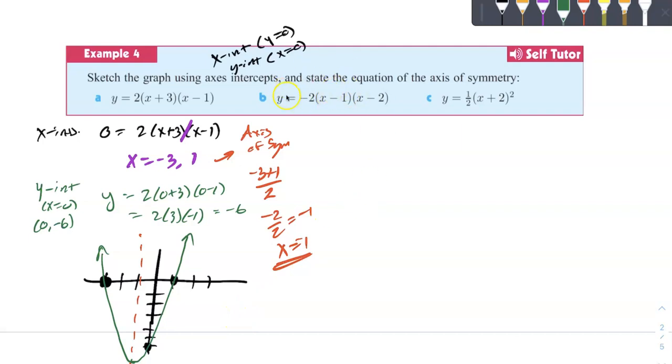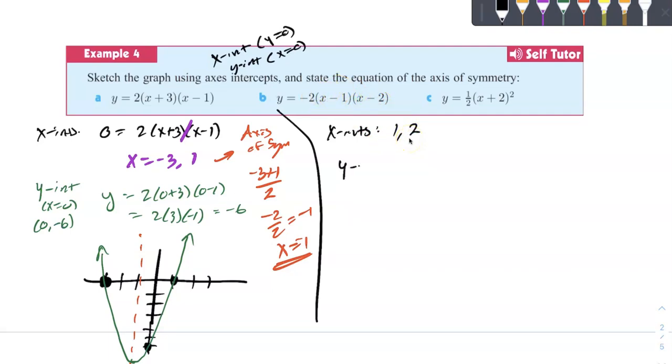Next one's the same thing. Oh, it is a negative. So I'm going to do this one quick. I won't find the y-intercept just for the sake of time. Maybe I will. Let's just do this one real quick. So the x-intercepts are 1 and 2, right? It's the opposite. Set equal to 0 to solve, so 1 and 2.